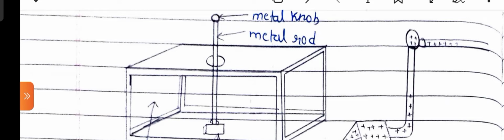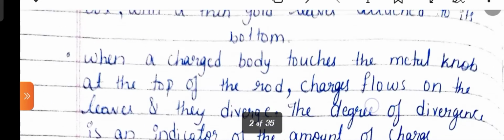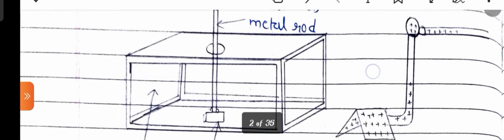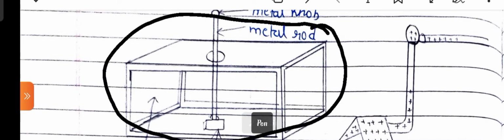Whenever a charged body touches the metal knob, the charges pass through the vertical metal rod, and next they flow onto the gold leaves, which show some divergence. The degree of divergence of the gold leaves will tell the amount of charge on the body. Only this much is the gold leaf electroscope. For this we have to write that the gold leaf electroscope is an apparatus or a device which is used to detect the charge on a body. And next we have to draw this diagram. This whole diagram we have to draw.